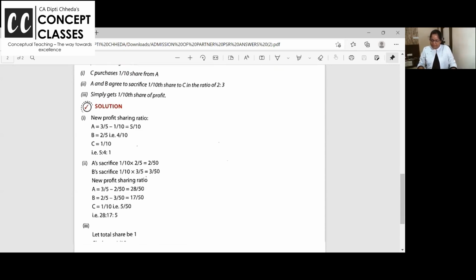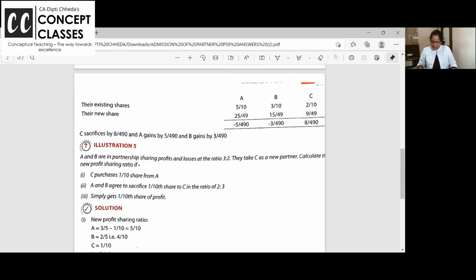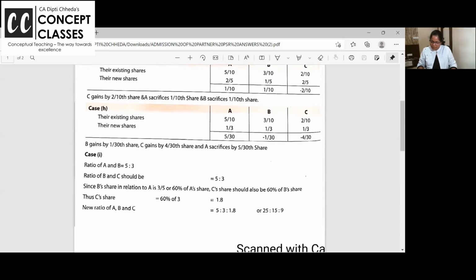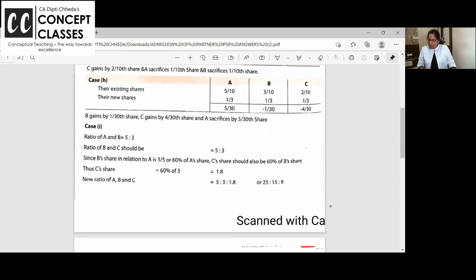A and B are partners. They are admitting C and so on. Between A and B, it is 5:3. Between B and C also it is 5:3. So C is 60% of 3. Are you getting? I told you 3/5. Now if you do 3/5 in the calculator, you get 0.6, that is 60%. B's share in relation to A is 3/5.